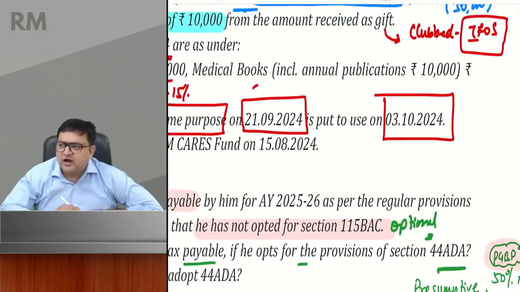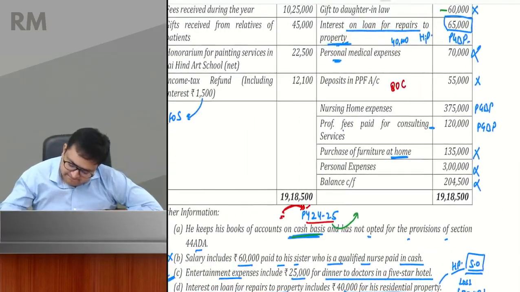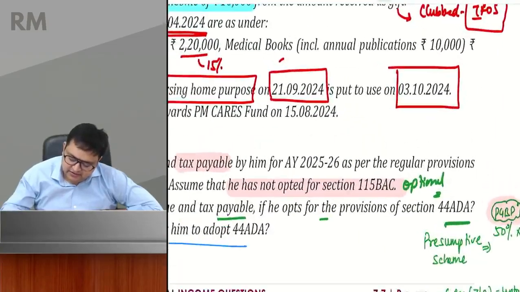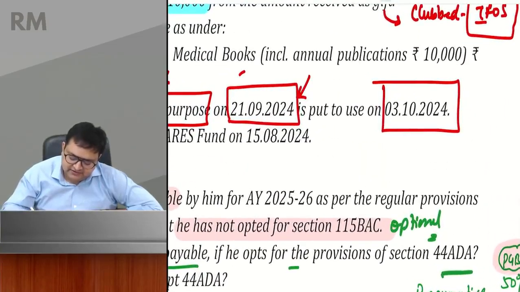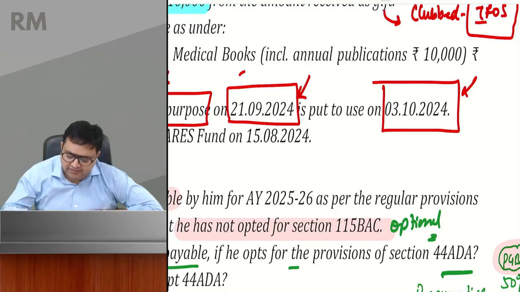Guys, full depreciation or half depreciation? Depreciation would be there now, full or half? On the television. Television value was 48,000. Tell me. Television was purchased in this year, put to use also in this year on 3rd of October. If you count from 3rd October onwards, you will get exactly 180 days. So you will claim full depreciation of 15%.